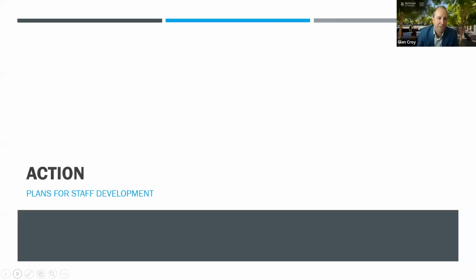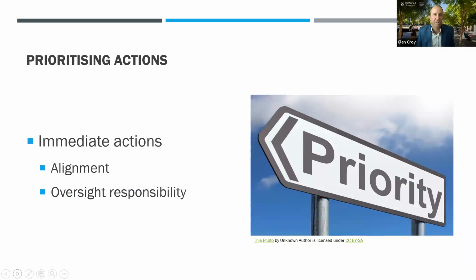So I'm going to break these actions up into immediate actions and longer term actions. And again, what we're looking to do through this process is take this as a formative view, so that we're developing our staff to meet those standards and potentially even to exceed those standards. So first, we're prioritising our actions, and our immediate actions are generally going to be related to alignment and oversight responsibilities. And I noted that I think group 2 might have already identified an alignment opportunity.